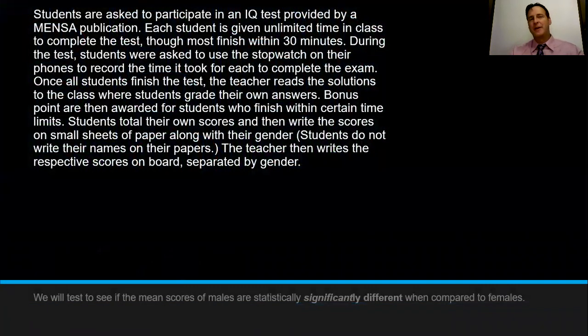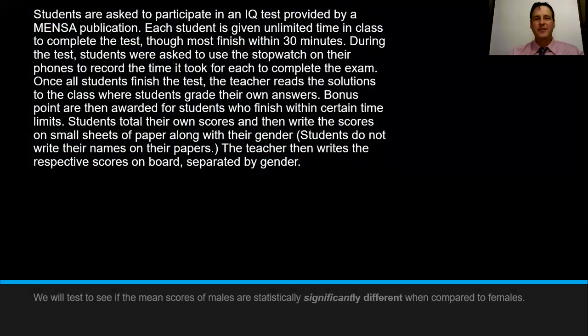Here's what happened in the class today. Students were asked to participate in an IQ test provided by a Mensa publication. Each student was given unlimited time in class to complete the test, though most were able to finish within 30 minutes. During the test, students were asked to use their stopwatch on their phone or to look at the clock to record the amount of time it took for each to complete the exam.